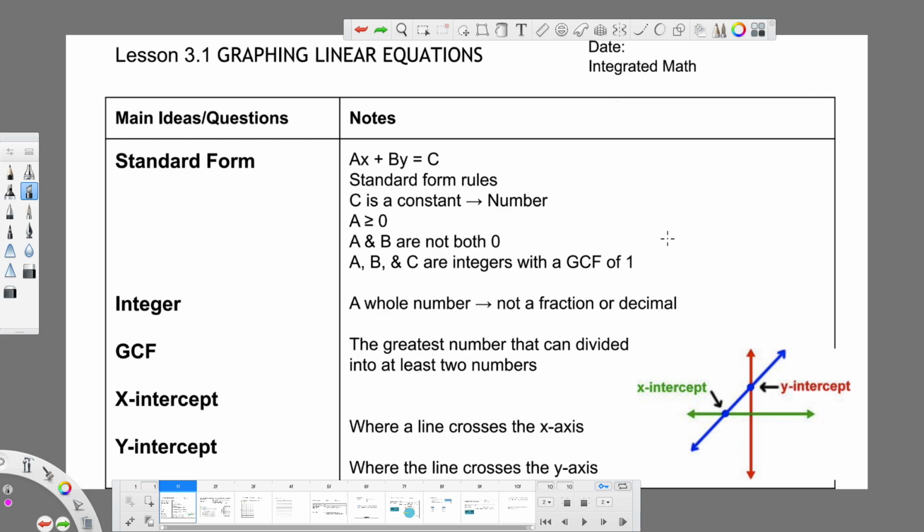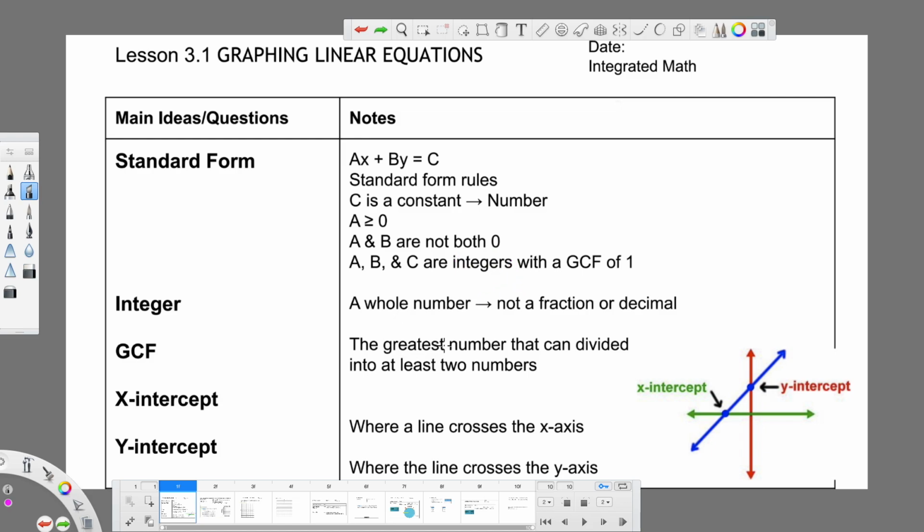Those are the basic rules for our equation. An integer is a whole number, not a fraction or a decimal. That's definitely important here. You want to understand that for integers, they have to be integers, no decimals, no fractions.